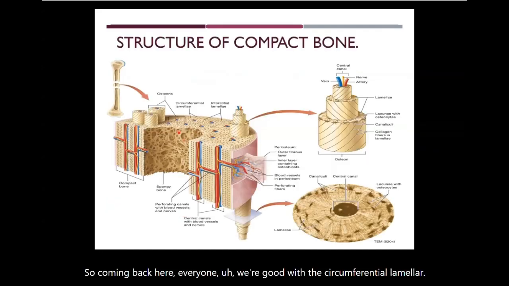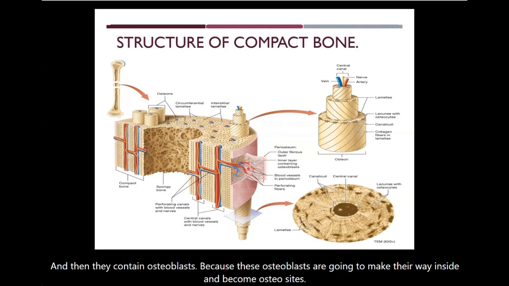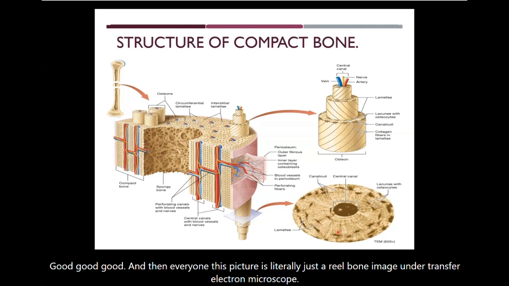So coming back here, everyone, we're good with the circumferential lamella and interstitial lamella. This is a compact bone with osteocytes and perforating canals. We have a spongy bone. Here we have perforating canals. These are the osteocytes. Here around it is the outside layer, which is the periosteum. And then we have this inner layer with fibers, and they contain osteoblasts because these osteoblasts are going to make their way inside and become osteocytes. Good, good, good. And then everyone, this picture is literally just a real bone image under a transmission electron microscope.